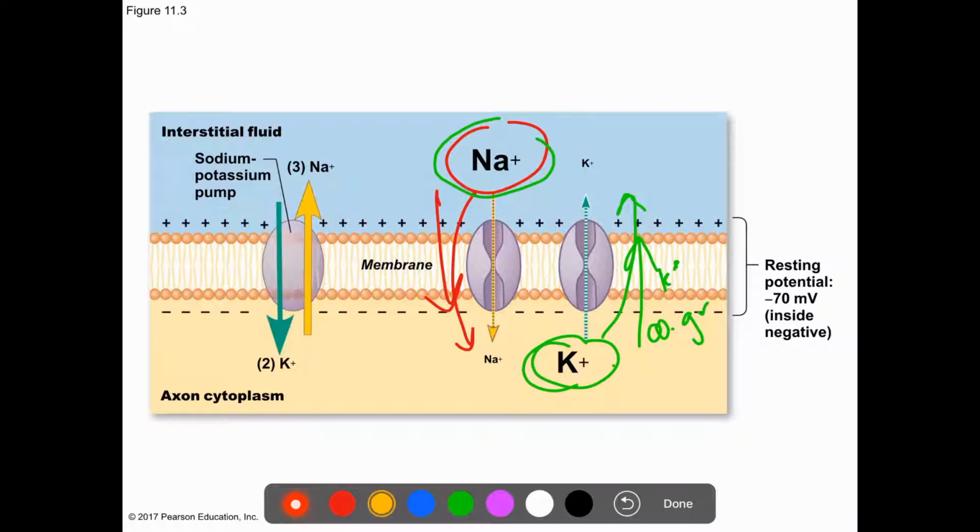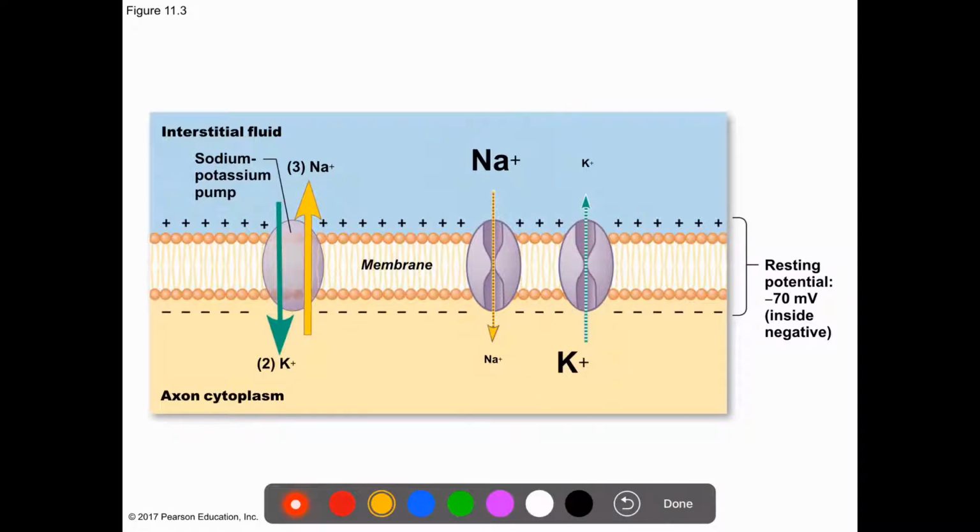To counteract this movement of sodium and potassium, it has a pump, the sodium-potassium pump. Every time this pump runs, it brings in two potassiums from outside and takes out three sodiums from inside. Two potassium in, three sodium out, every cycle. That is how it maintains this separation of potassium and sodium outside and inside.